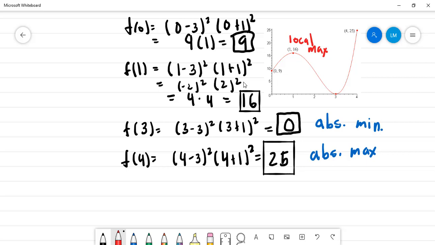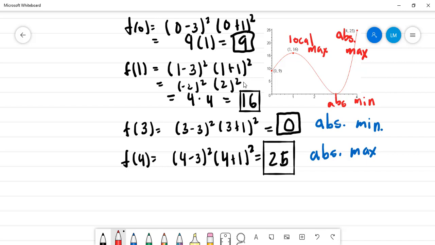But down over here, we have that that's going to be your absolute min. Now, it should go without saying that the absolute min is also a local min. But then over here, up here at 4, 25, that's where you have the absolute max. So I'll just put absolute max right there. And that's it. So more or less, the process requires you just finding the derivative and finding the critical points.